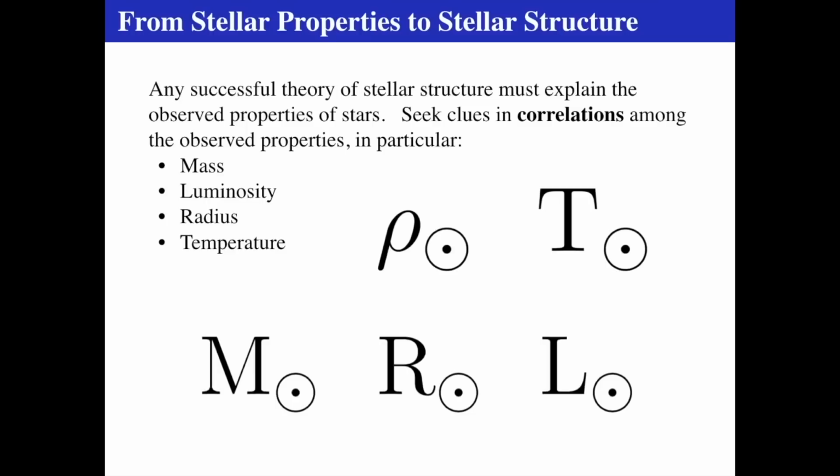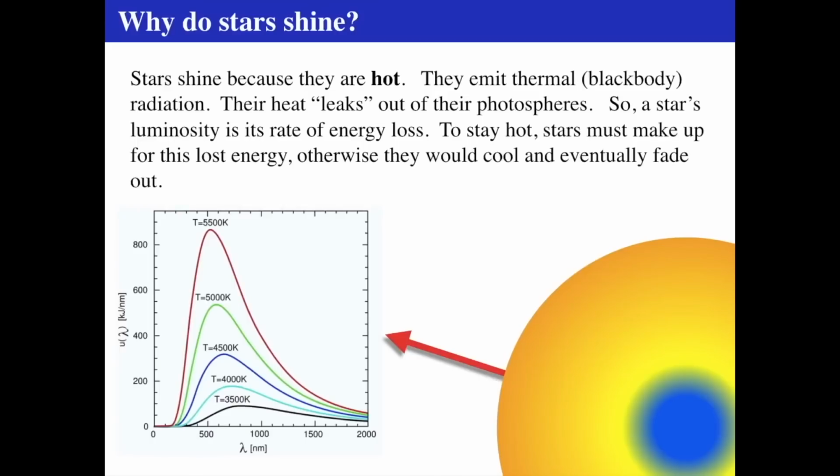But what we want to do now is take these global properties, such as temperature, mass, radius, luminosity, and density, and correlate them to the structure inside the sun and see how it's arranged inside. All right. Before we really do that, though, we have to know how stars shine, and we need to know how energy transports through them.